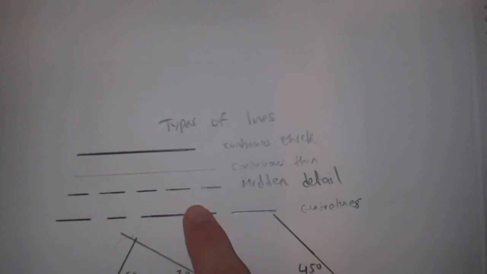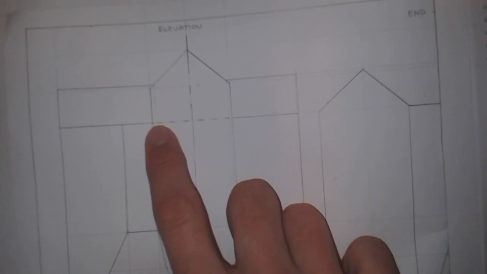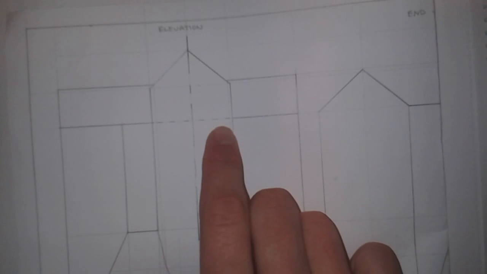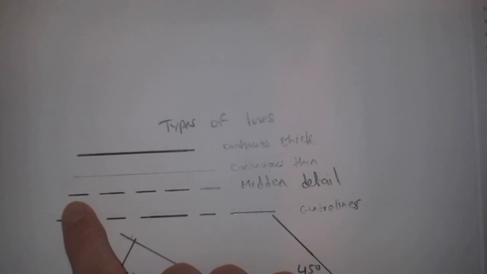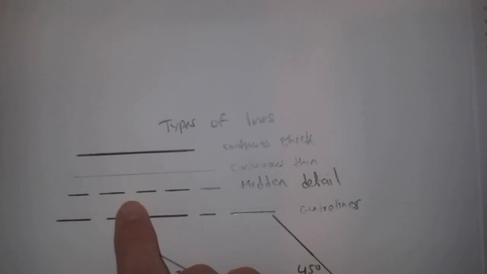Hidden detail lines are meant to show detail in a drawing that cannot be seen in a certain view, like so. It's a line where you draw a line, have a gap, draw a line, have another gap, like so.